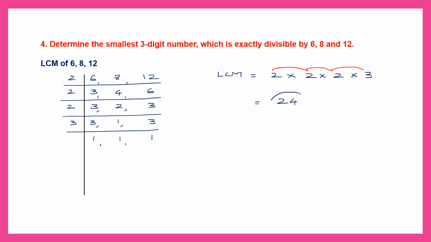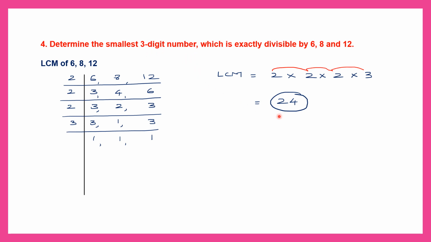Now as you can see, this number is exactly divisible by 6, 6 fours are 24, by 8, 8 threes are 24, by 12, 12 twos are 24. So 24 is exactly divisible by 6, 8 and 12. But what does the question say? Find the smallest 3-digit number. As you can see, 24 is only a 2-digit number. So we have to find the smallest 3-digit number.